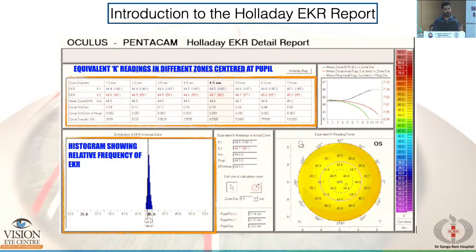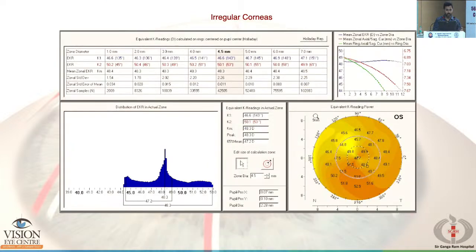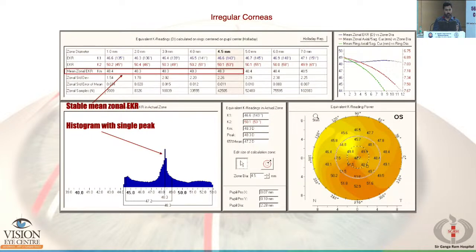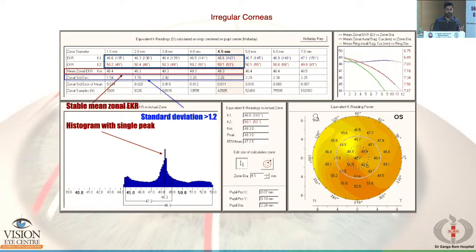When you have a histogram like this, you can see it's a very uniform EKR having one large single peak. That indicates an extremely regular cornea, and in somebody like this, I would be okay with placing a multifocal lens. Whereas when you see somebody like this, a widely spread histogram, where the standard deviation is also quite high, I would be very, very hesitant to place a multifocal lens. I would not go for a multifocal lens.